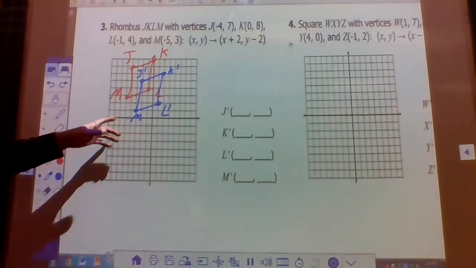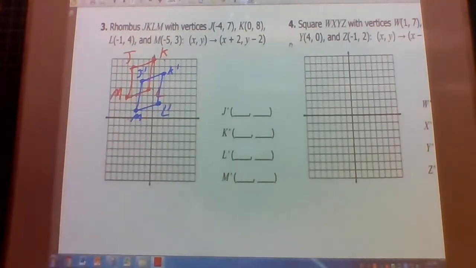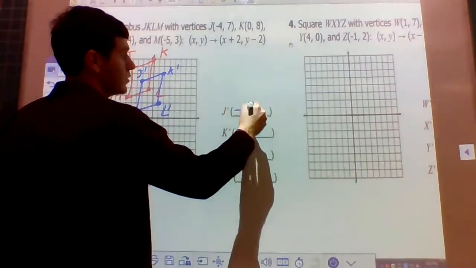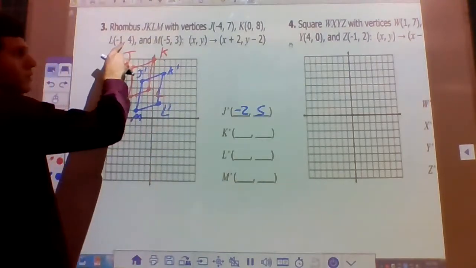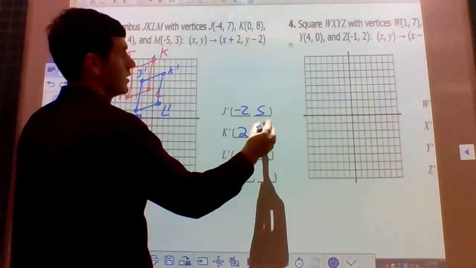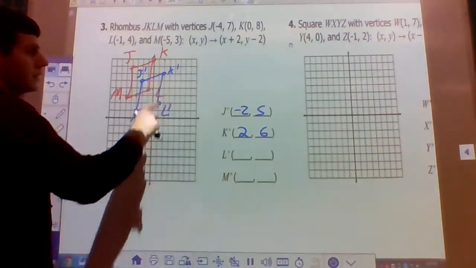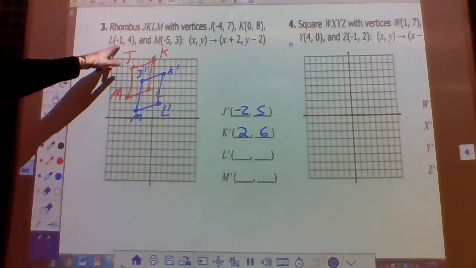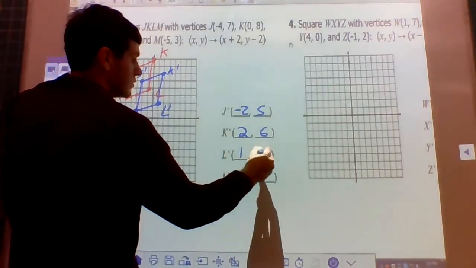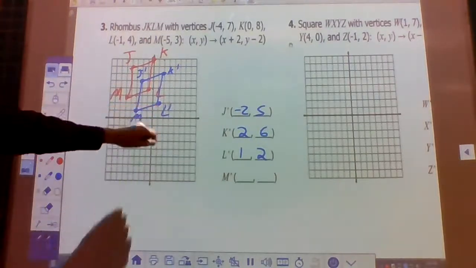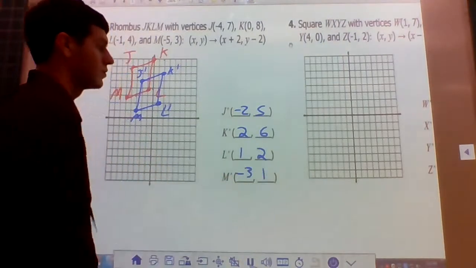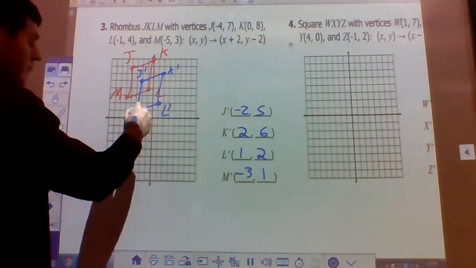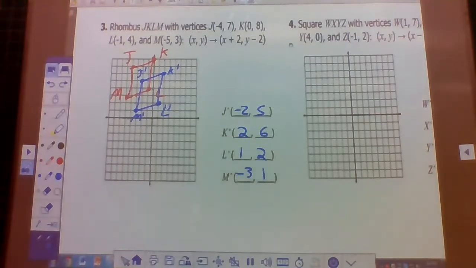Again, we can find these points by looking at the graph, or we can plug them in. Negative 4 plus 2 should be negative 2, and 5. And it is. 0 plus 2 should be 2 and 6. And it is. K prime. L should be negative 1 plus 2 is 1, and 4 minus 2 is 2. So there's L prime. And then M prime: negative 5 plus 2 is negative 3, and 3 minus 2 is 1. There's M prime. So there's our translated image.